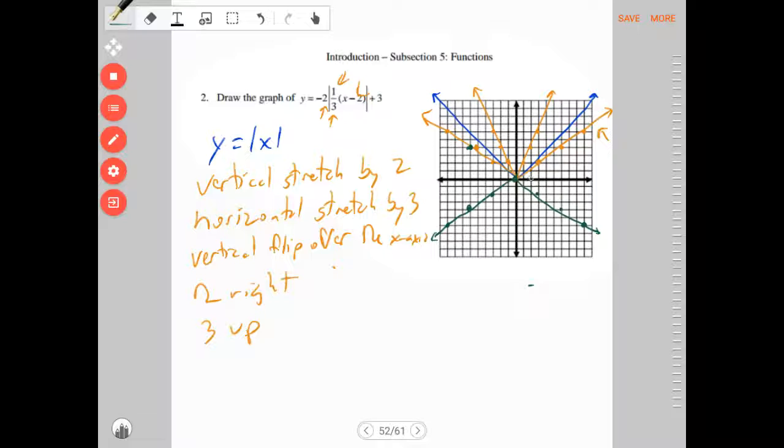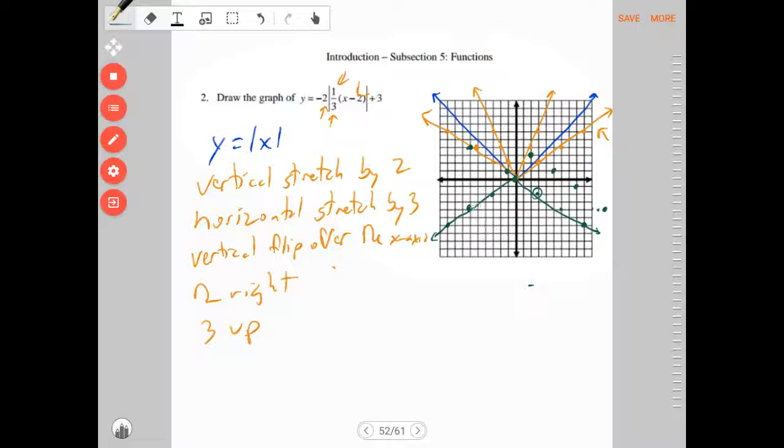So 2 right, 1, 2, 1, 2, 3. So there's the new vertex. Okay, so all our points go 2 right, 3 up. So 1, 2, 1, 2, 3. Okay, this guy here, 1, 2, 1, 2, 3. So 1, 2, 1, 2, 3. Okay, this guy's going to be a little harder. 1, 2, 1, 2, 3. So there's that guy's pointing a little bit off the graph, not a problem.